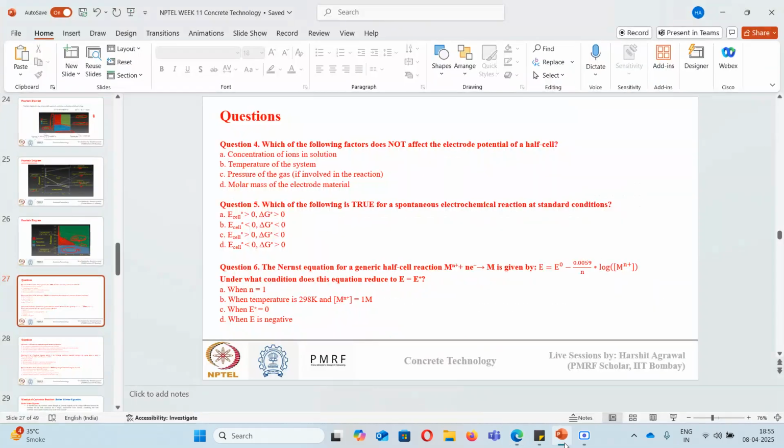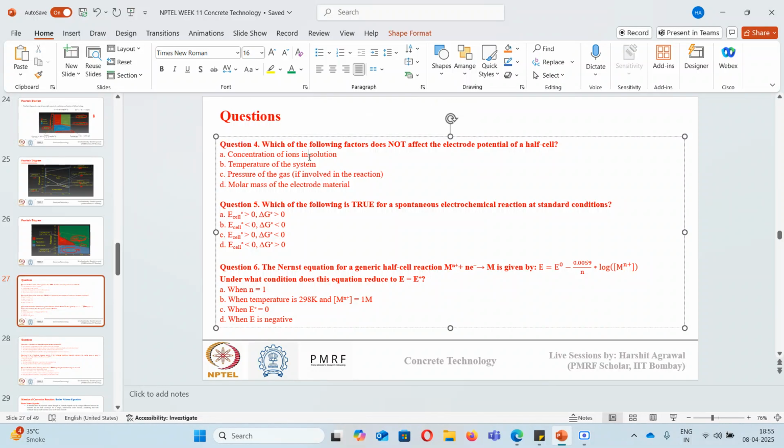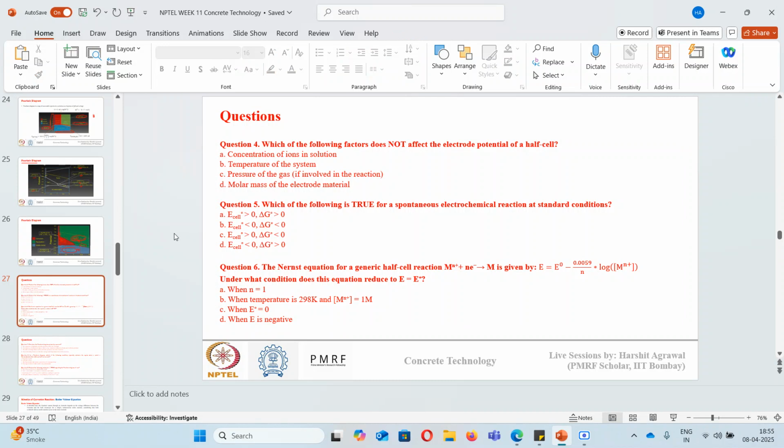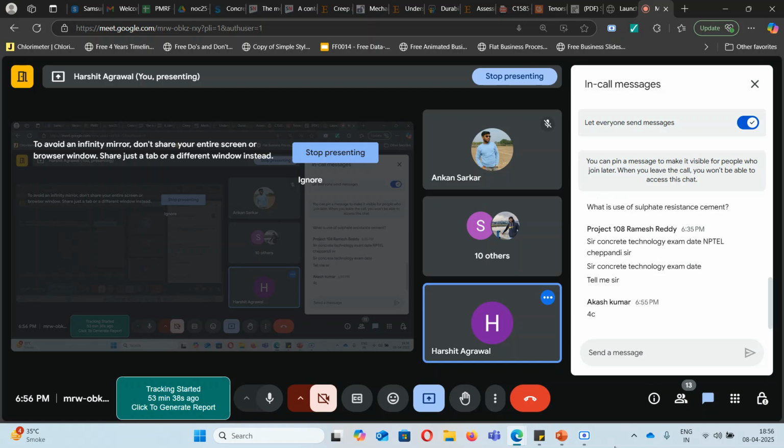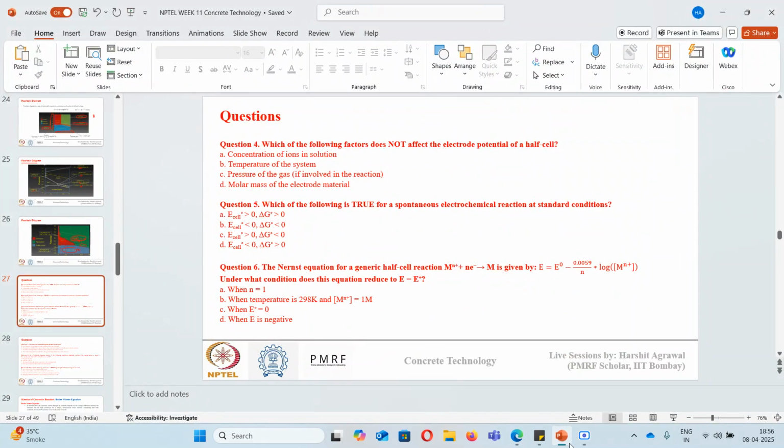Okay, so if there are no doubts, just try to answer these questions. Question number 4 says, which of the following factors does not affect the electrode potential of a half cell? We have talked about electrode potential. Now, which of these following factors may not affect the electrode potential value? Can anyone tell me the answer? Can anyone else try to guess the answer?